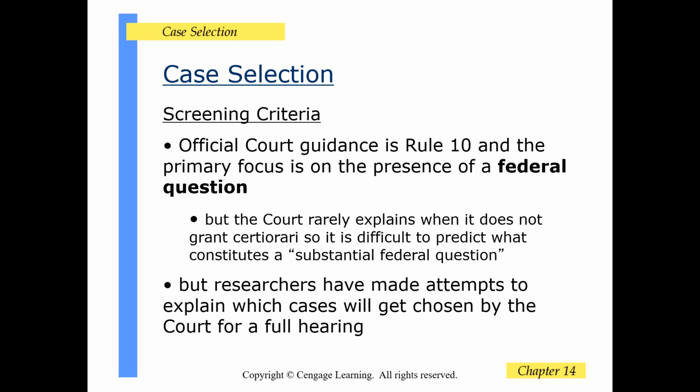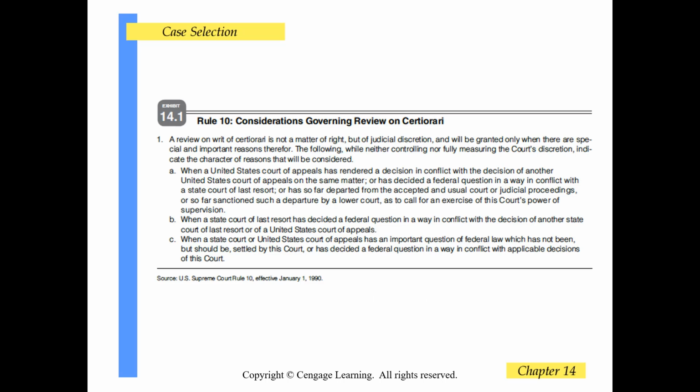What are the screening criteria that the court uses in case selection? Officially, court guidance is in Rule 10, and the primary focus is on the presence of a federal question. But the court rarely explains when it does not grant certiorari, so it's difficult to predict what constitutes a substantial federal question. But researchers have made attempts to explain which cases will get chosen by the court for a full hearing. Table 14.1 shows Rule 10, Considerations Governing Review of Certiorari.